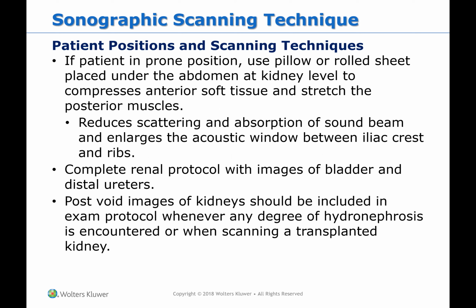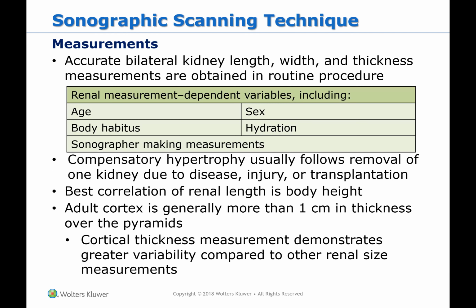If the patient is in a prone position, you can use pillows or rolled sheets. I don't usually scan in a prone position, but you can do that and look at the kidneys from the back side or lateral side of the body. Accurate bilateral kidney length, width, and thickness measurements are obtained in the routine procedure, and renal measurements are dependent on multiple different things: age, body habitus, sex, and hydration actually even makes a difference.